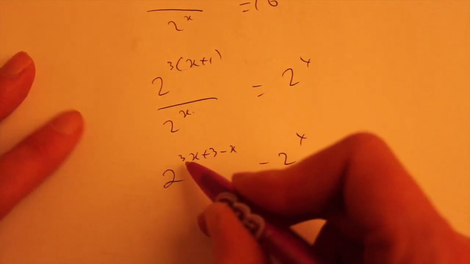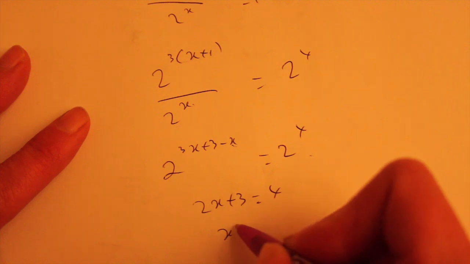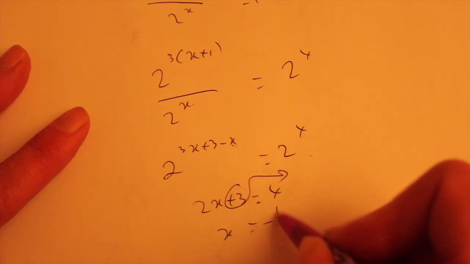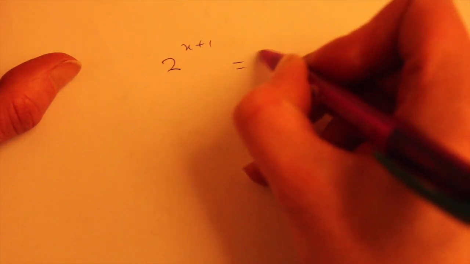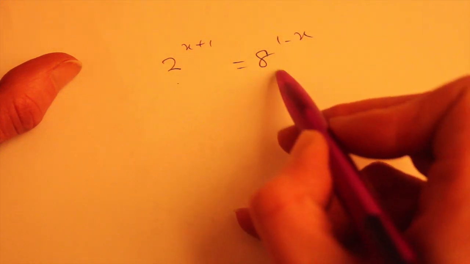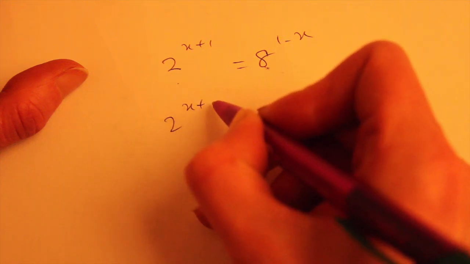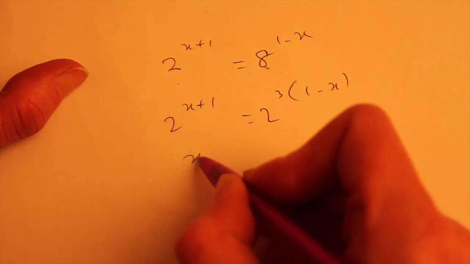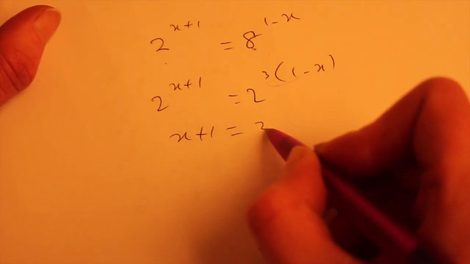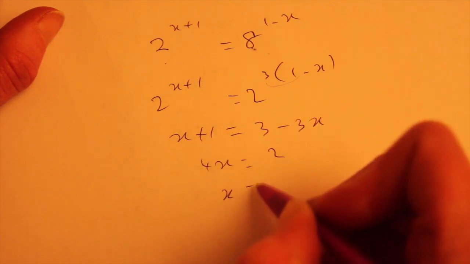Base numbers are the same, so just look at the tops. 2x plus 3 equals 4. So x equals minus 1 divided by 2. And the question we'll look at next is from January 12, and it's question 4b. 2 to the x plus 1 equals 8 to the 1 minus x. Again, you want to turn that into a base number of 2. 8 is the same as 2 cubed. So x plus 1 equals 3 times 1 minus x. Base numbers are the same, just look at the powers and multiply that out. 3 minus 3x. Letters one side, numbers the other, so x is a half.